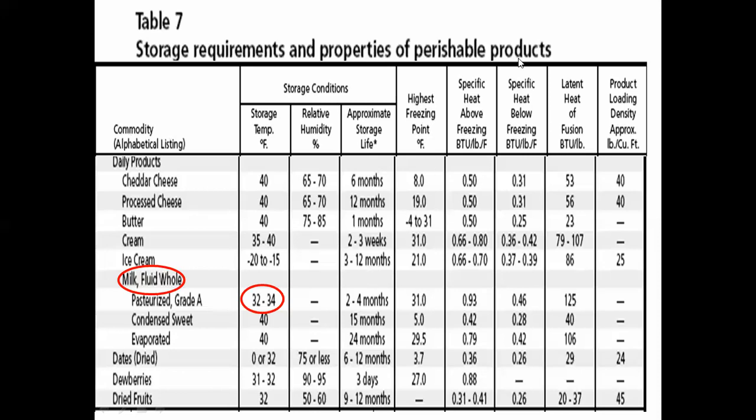Let me leave it. Now there is specific heat above freezing, specific heat below freezing, latent heat of fusion, product density approximation. Let's leave it. So here, what we need to take: specific heat above freezing or specific heat below freezing, or latent heat.